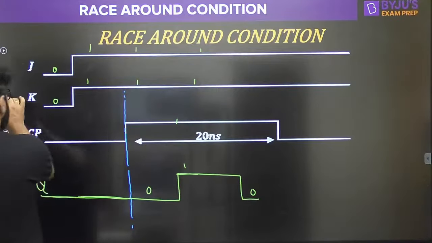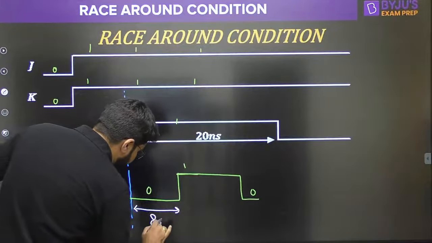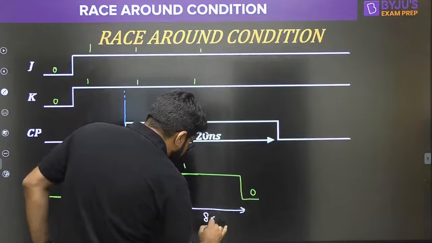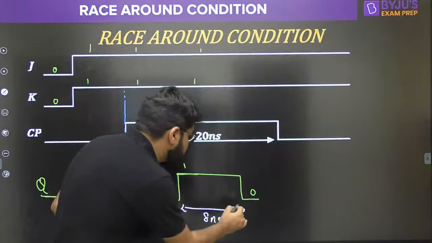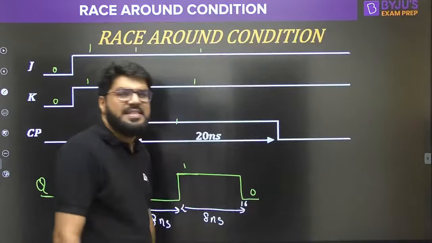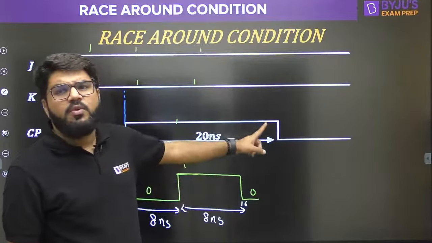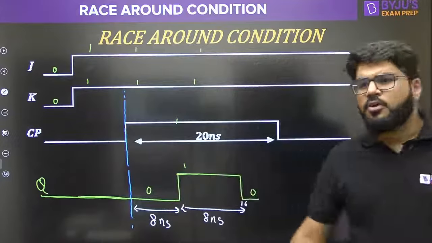Now how much is this time period? Let me write down. This is 8 nanoseconds, the delay of the latch. How much is this? This is also 8 nanoseconds. So the total is 16 nanoseconds. Up to this point the total is 16 nanoseconds. And you see the clock, I have made the clock level 1 equal to 20 nanoseconds. Right, the clock is at level 1 for 20 nanoseconds.